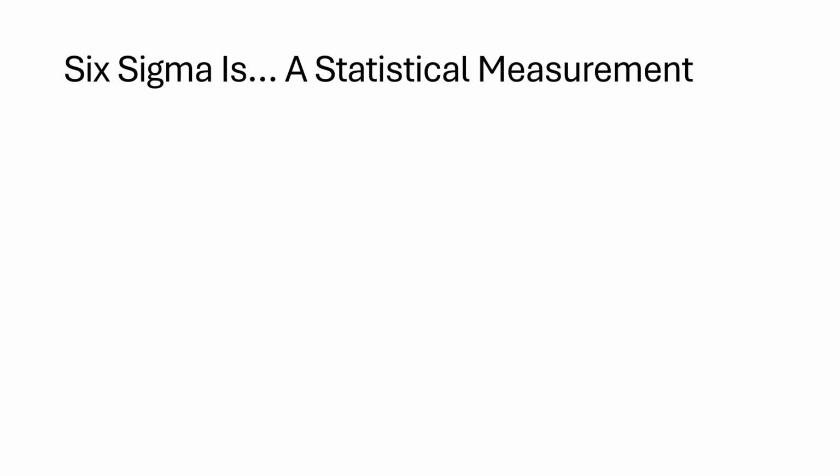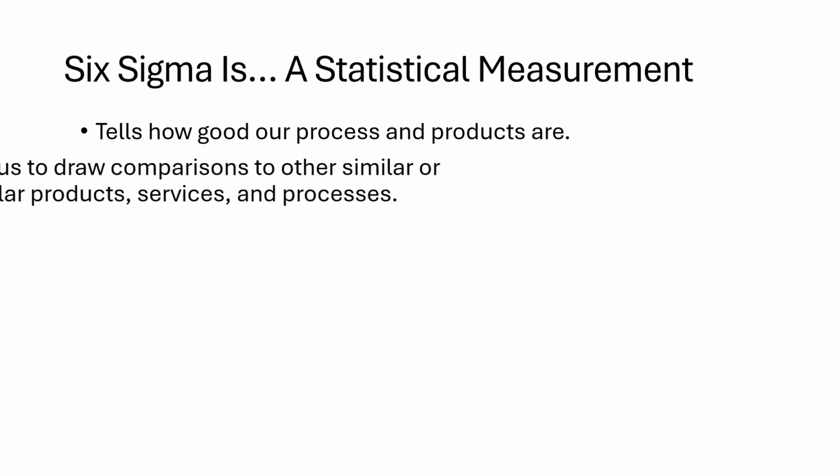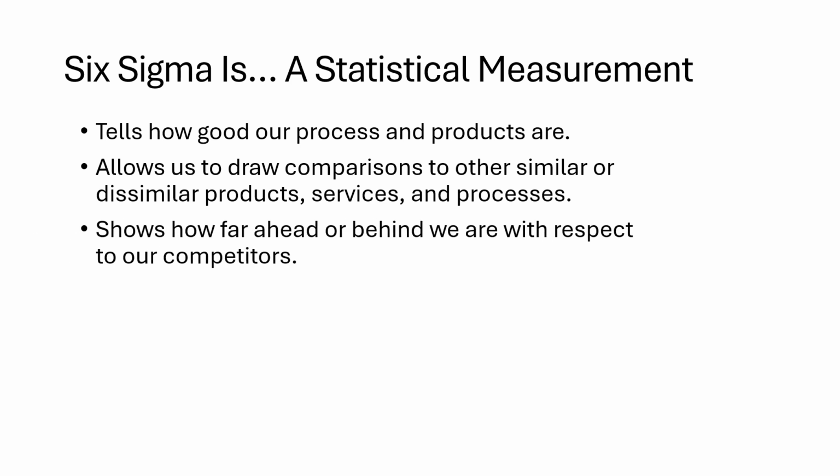But what exactly is Six Sigma? Six Sigma is a statistical measurement. It tells how good our process and products are, allows us to draw comparisons to other similar or dissimilar products, services, and processes, shows how far ahead or behind we are with respect to our competitors.